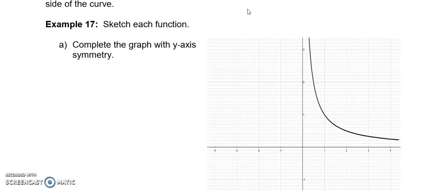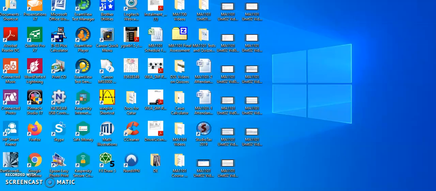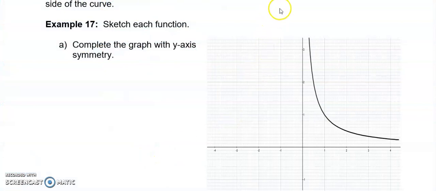Now, actually, that shouldn't be too bad. All you really need to do, you want to be fairly accurate. Look carefully at the graph that you're given and see if you can pick out some of the points, some of the coordinates that are on that graph.